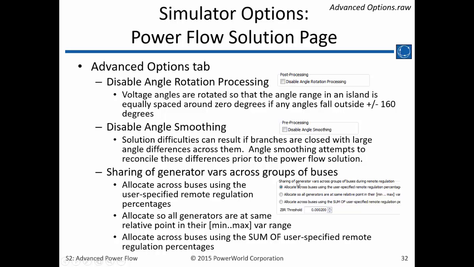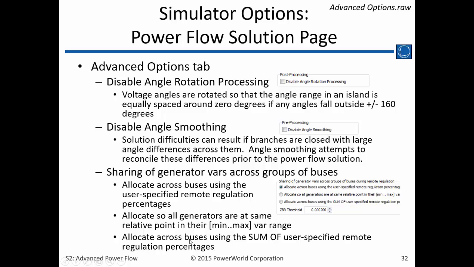There's sharing of generator VARs across groups of buses. You can allocate across buses using the user-specified remote regulation percentages, which is the normal operation we've talked about. But there's other options here as well where you can allocate so all generators are at the same relative point in their min or max VAR range. So that's an option that you have for VAR sharing of generators.